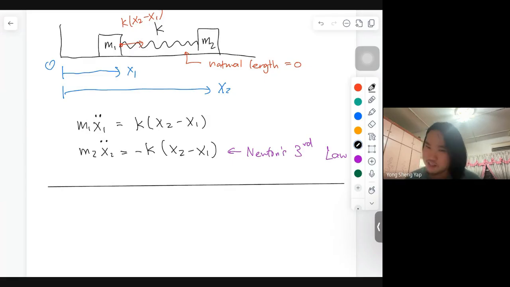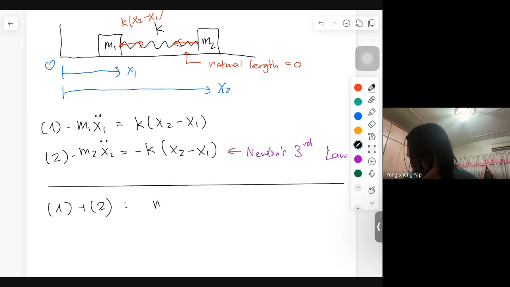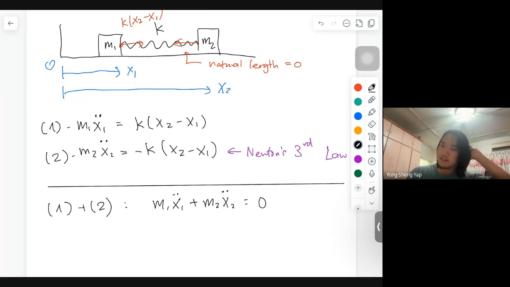Let's start with something. The first thing you can notice is that on the right hand side, one of the forces is in the negative direction of the other, just because the spring is pulling them together. So one thing you can do is add the first equation to the second equation, and you get m1 x1 double dot plus m2 x2 double dot equals 0. So this is the first thing that you get.